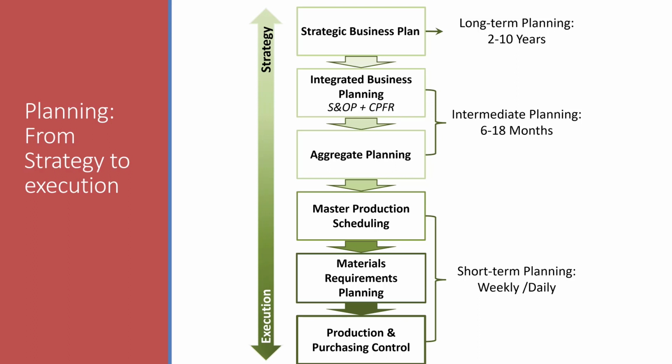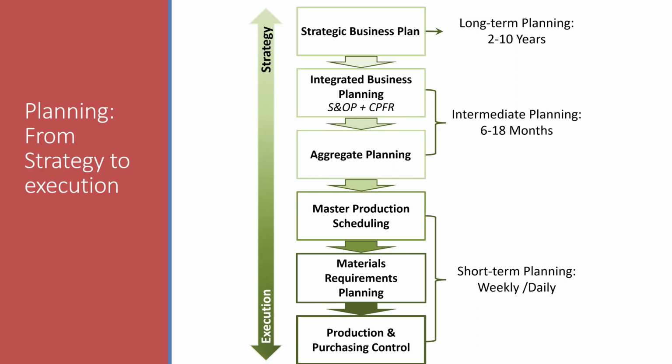So on our screen, you see at the top here, we have our strategic business plan. So these are our strategic goals. They're usually long-term planning, anywhere between 2 and 10 years. Then we have our integrated business planning. So this is our S&OP and CPFR. So this is where we can kind of get some mid-range planning. This is usually 6 to 18 months.